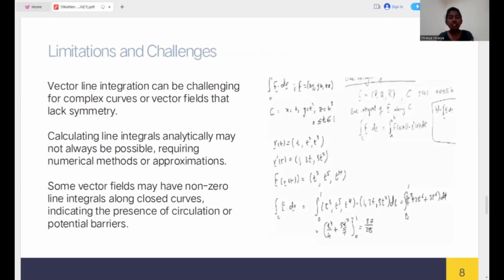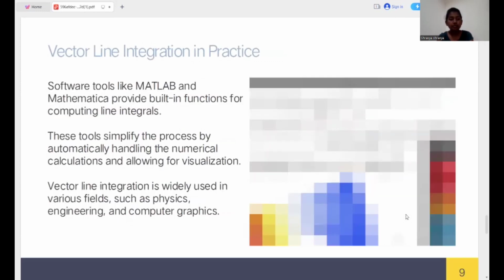When coming to the limitations and challenges, vector line integration can be challenging for complex curves or vector fields that lack symmetry. Calculating line integrals analytically may not always be possible, requiring numerical methods or approximations. Some vector fields may have non-zero line integrals along closed curves, indicating the presence of circulation or potential barriers.